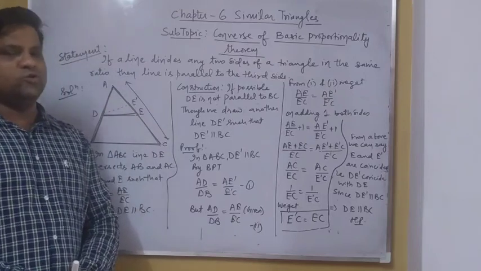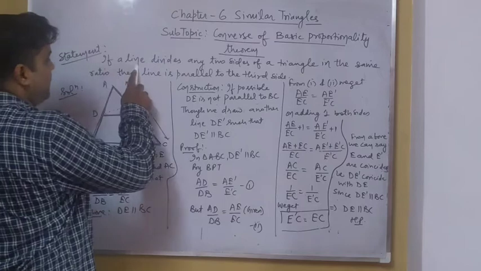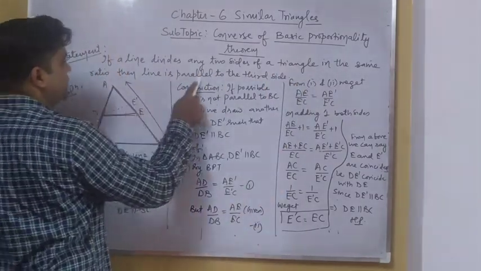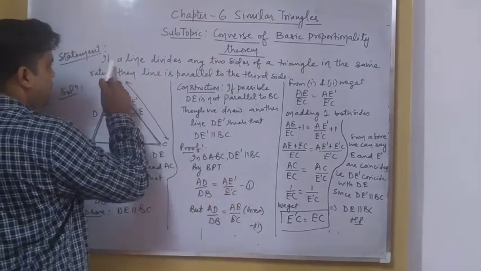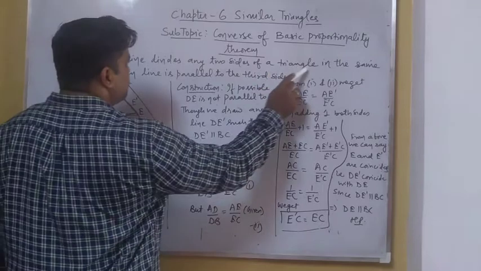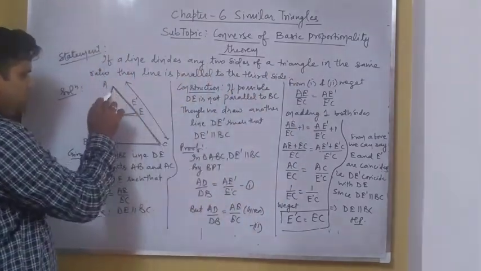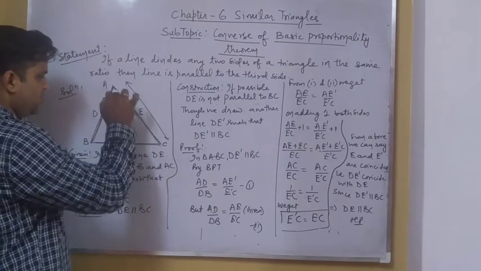The proof of that theorem also comes in the exam. So let us come to the statement. If a line divides any two sides of a triangle in the same ratio, then the line is parallel to the third side. By the diagram, here it's a triangle ABC.